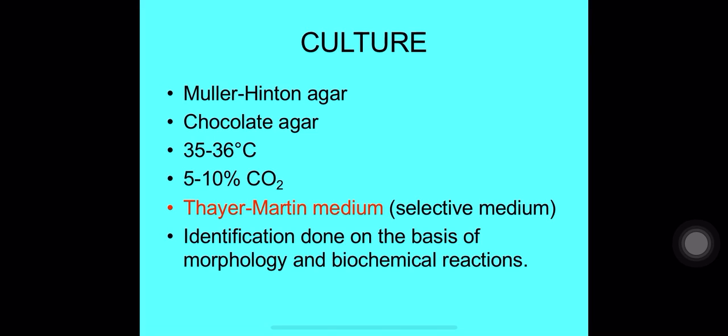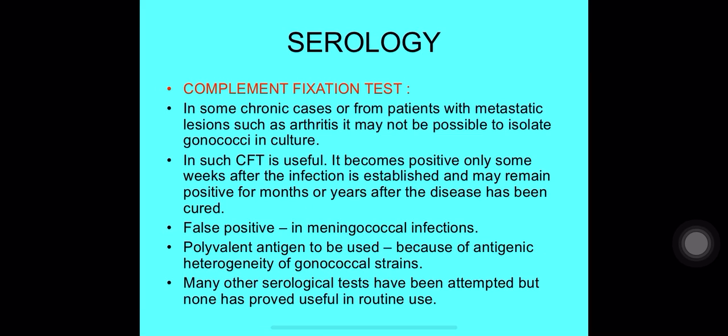In culture, Mueller-Hinton agar or chocolate agar can be used. The temperature is 35-36 degrees Celsius with 5 to 10% CO2. Thayer-Martin medium is a selective medium. Identification is done on the basis of morphology and biochemical reactions.